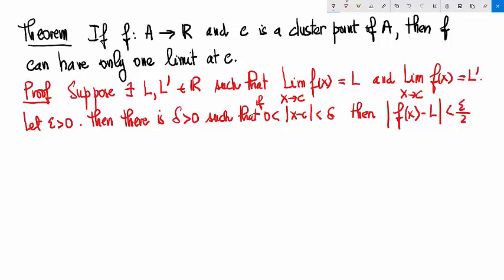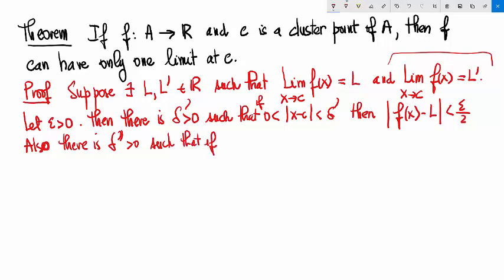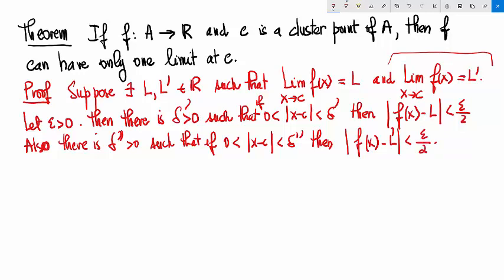All right. So now, also, because we know this, there is some delta, let me call this delta second, which is positive, such that if 0 is less than the distance between x and c, which is less than delta second, then the distance between f of x and L prime can be made less than epsilon over 2 as well.